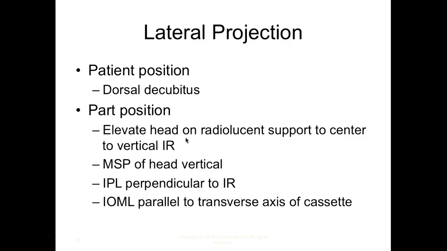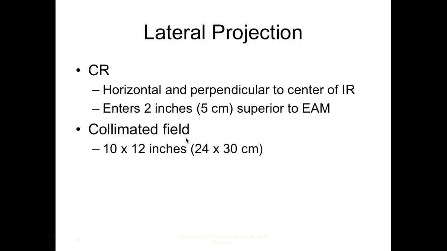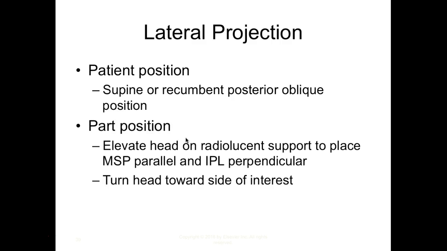So this is with the patient in the dorsal decubitus. You're going to elevate the head or support it, so you have the patient with the MSP and the IPL straight. So the MSP of the head is vertical, the IPL is perpendicular, the IOML is parallel to the transverse axis of the cassette. The CR is horizontal and perpendicular to the center of the IR, and you're going to enter 2 inches superior to the EAM. So 2 inches superior to the EAM for a lateral skull. You're on a 10 by 12 cassette.